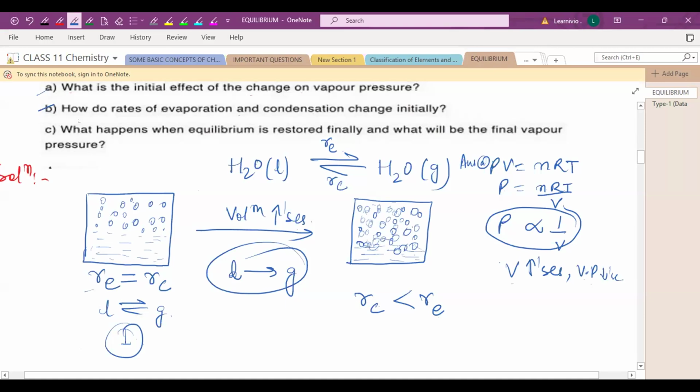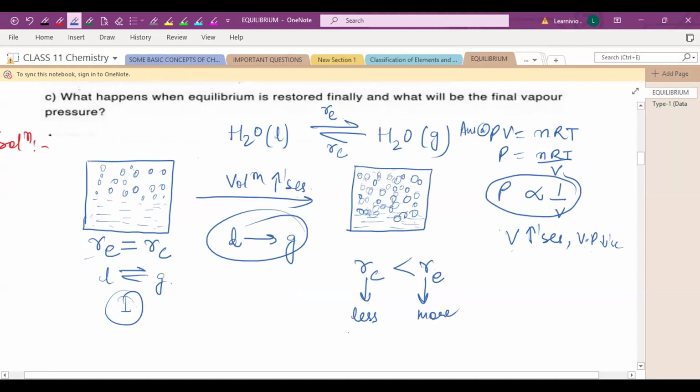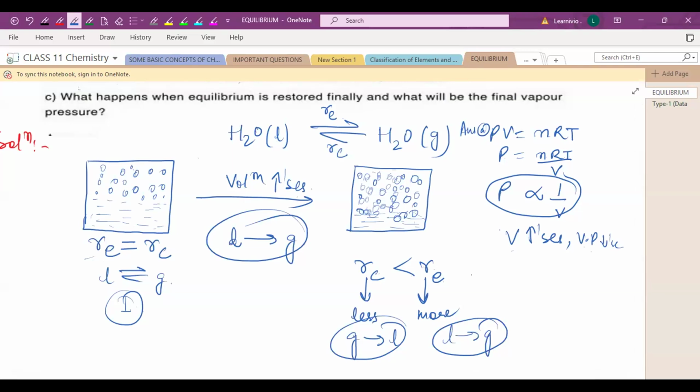So that's why the vapor pressure is decreased, and the gas molecules are very far away from each other and occupy more space, leading to fewer collisions with the walls of the container. So the rate of evaporation is more, you can write this, and the rate of condensation is less. It means gas may be converting to liquid slowly, but the liquid is getting converted into gas faster. Is this point clear? Or is there any doubt? No, ma'am. Okay.